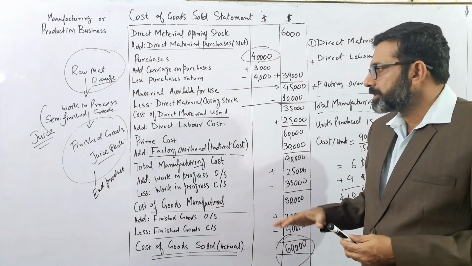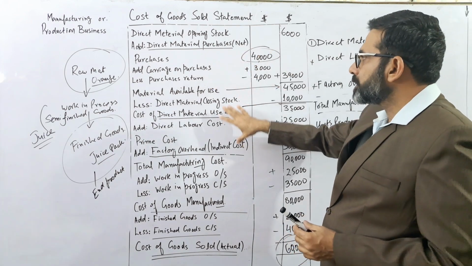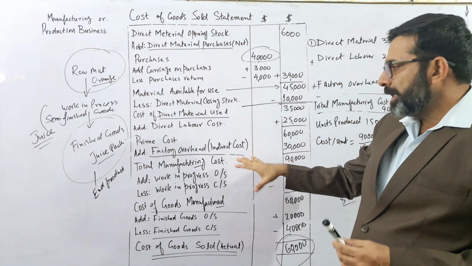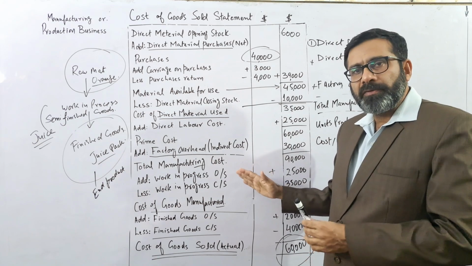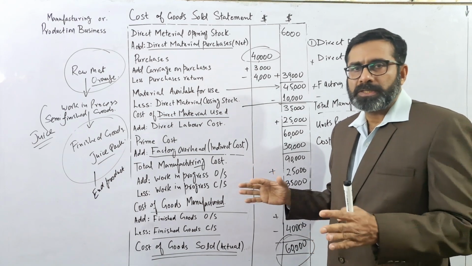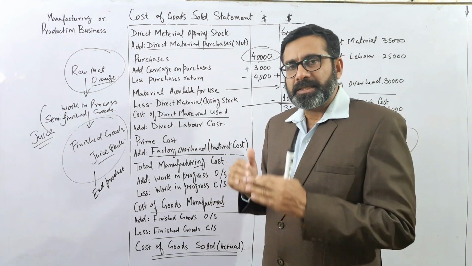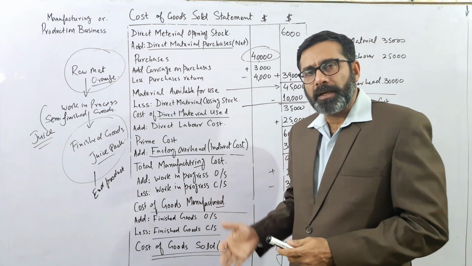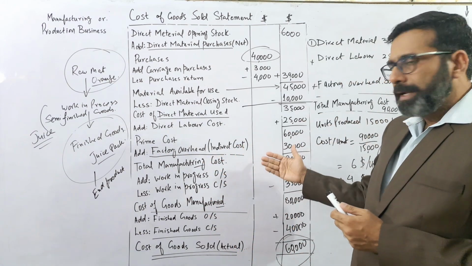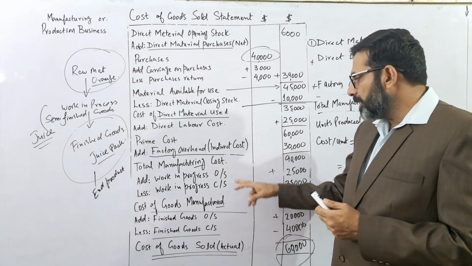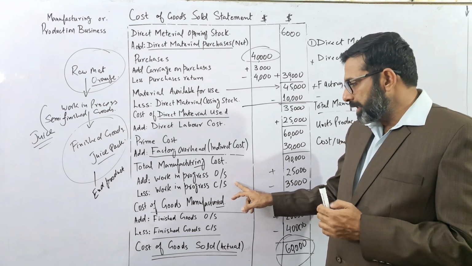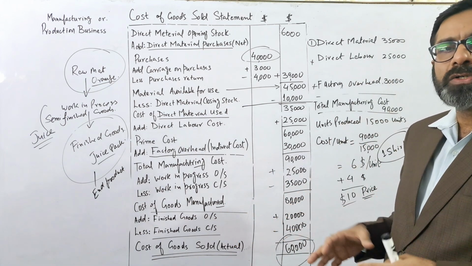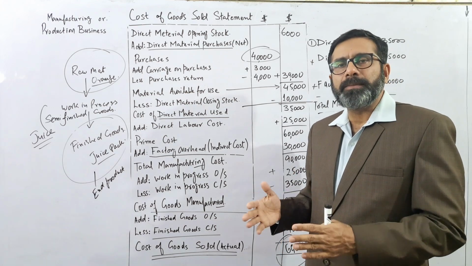So the cost of goods sold statement started with what? With the cost of the material. Then we added the labor cost and the factory overhead, and we got the total manufacturing cost. Then we have work in process, opening and closing. What is work in process? The semi-finished goods, which are started but still not finished. At the end of the period we have some stock, and at the start of the period we had some stock. So we add the opening stock and subtract the closing stock, and we get the cost of goods manufactured.